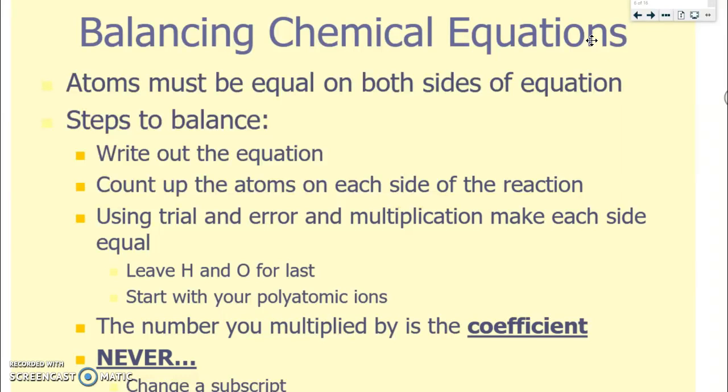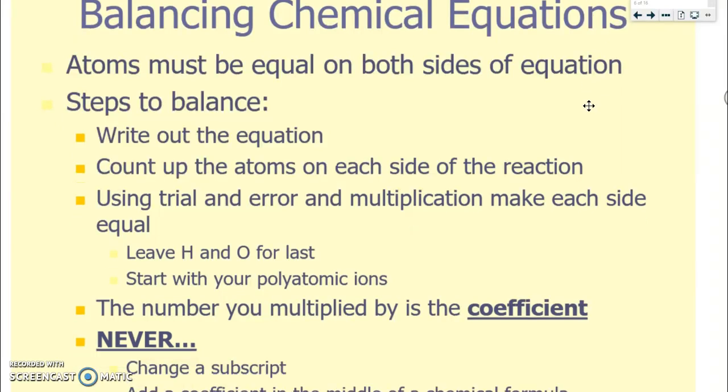So atoms have to be equal on both sides of the equation. We're going to first write the equation, then we're going to count up the atoms on each side. We're going to use trial and error and multiplication to make each side equal. A couple of hints there. H and O usually leave for last. It tends to be helpful if you start with the polyatomic ions. And then the number you multiplied by becomes the coefficient. It goes out front in the chemical equation.